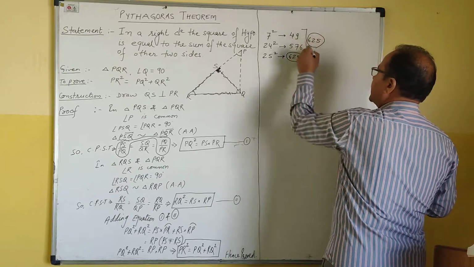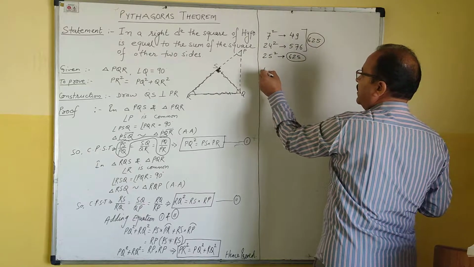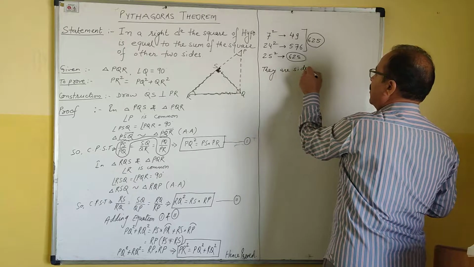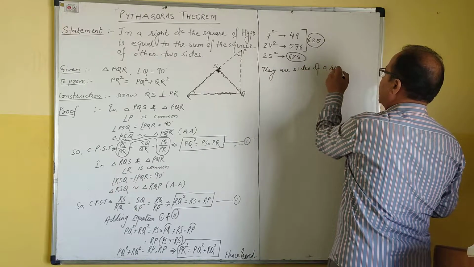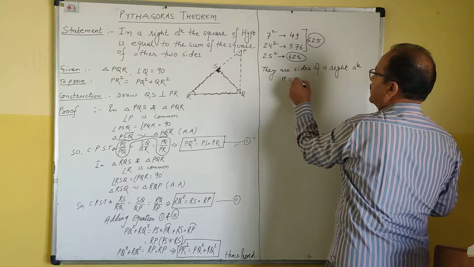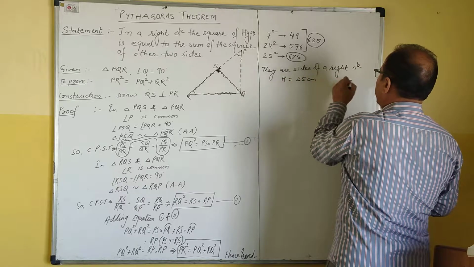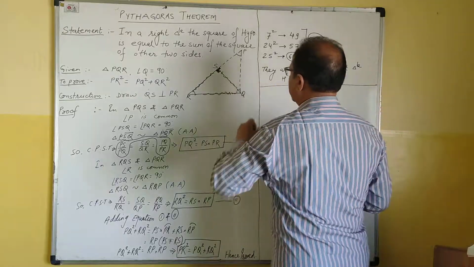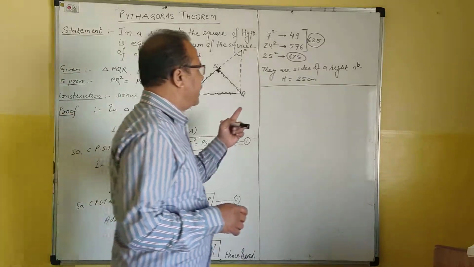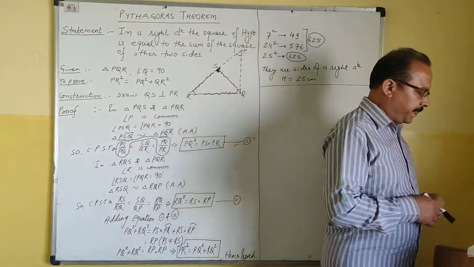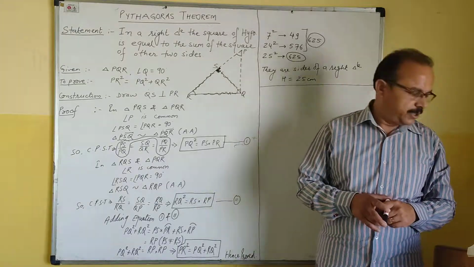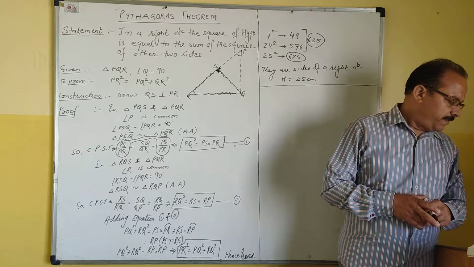This means these are the sides of a right triangle, and the hypotenuse is 25 centimeters, because the hypotenuse is the longest side of the triangle. That's why here the hypotenuse will be 25 centimeters. And similarly, the rest of the questions you can just solve.